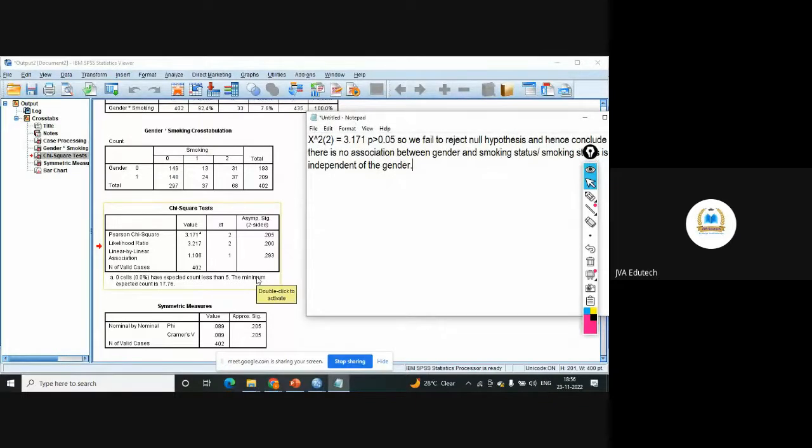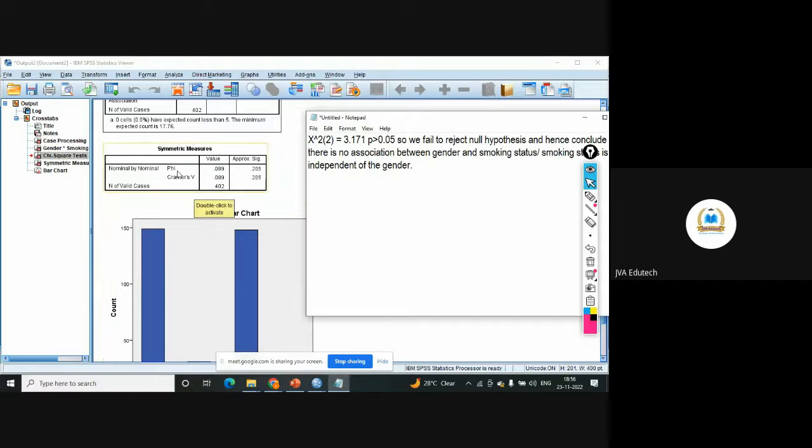Now the question is, I have asked that you can also select phi and Cramer's V. This phi tells you how strong this association is, if there is an association. So first you can see that there is no association. Even if a little bit of association were there, it is very weak, only 8.9%. So this association is very weak.